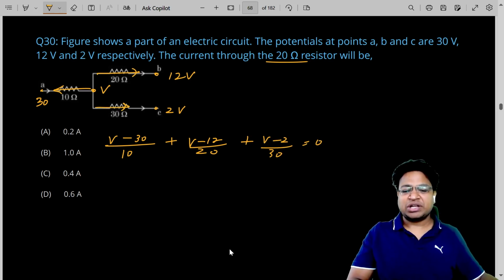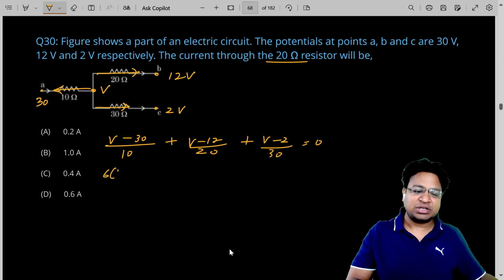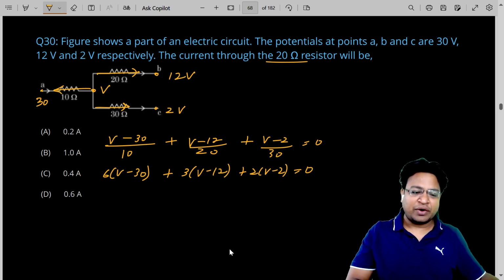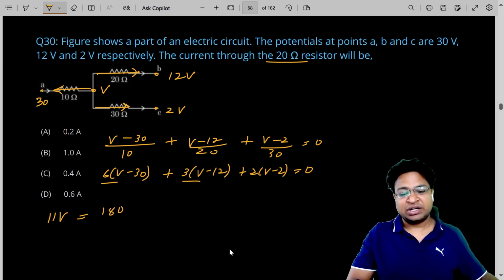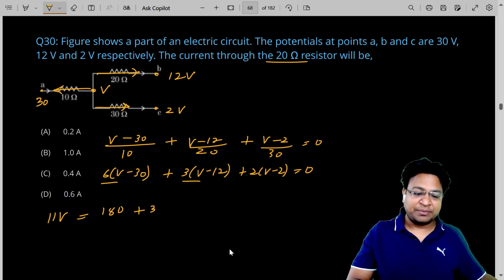So I will multiply this entire equation with 60. That will give me 6 into (V minus 30) plus 3 into (V minus 12) plus 2 into (V minus 2) equals 0. From here, I will get 6V, 3V, 9V, and 2V, 11V. So 11V equals, this will become 180, and because of the negative sign, it will go on the other side of the equality. 3 into 12 is 36, 2 into 2 is 4, so this becomes 220. So the value of V is 20 volt.